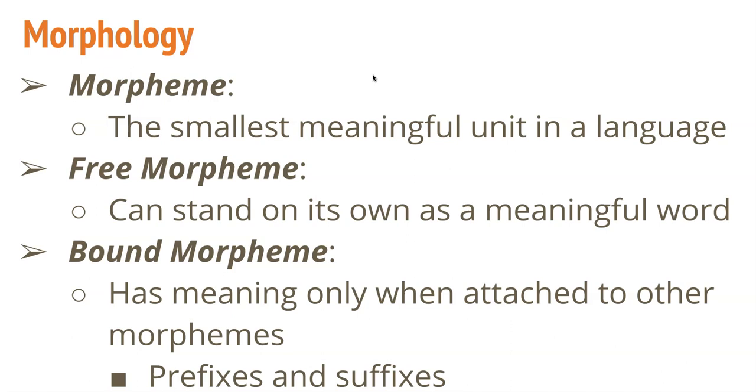A bound morpheme could be at the beginning of the word, a prefix. So un in unknown adds a morpheme, but the un doesn't have any meaning unless it's attached to a free morpheme. Suffixes come after the words. Plural s, ing, and ed are all examples of suffixes that are bound morphemes.